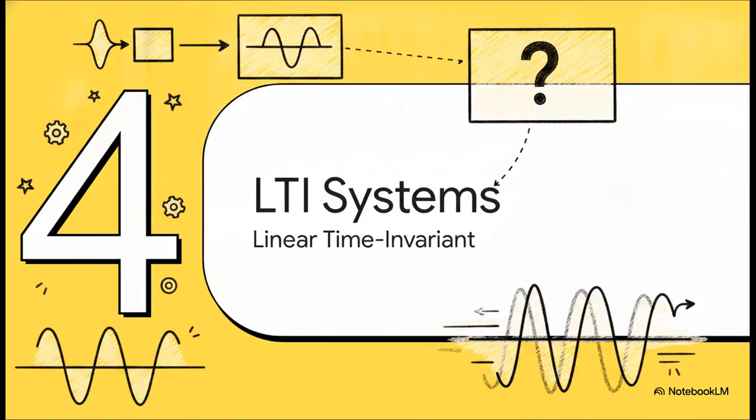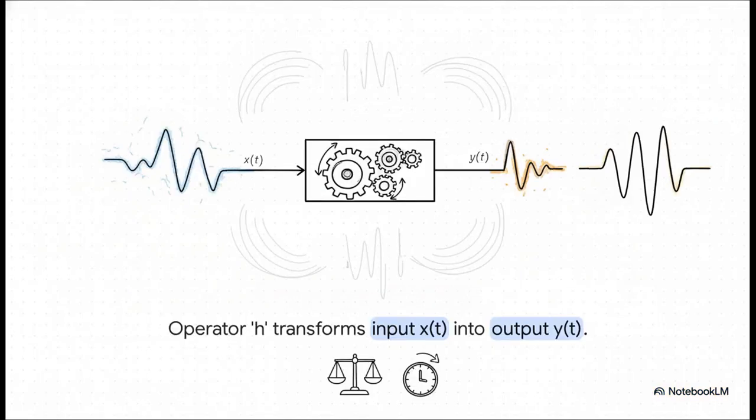Which brings us to our final act, part 4, linear time invariant or LTI systems. Let's ground ourselves with a super simple visual. Imagine a box. This box represents a real-world system. Let's call it H. It takes an input signal, x of t, processes it through the system H, and spits out an output signal, y of t.